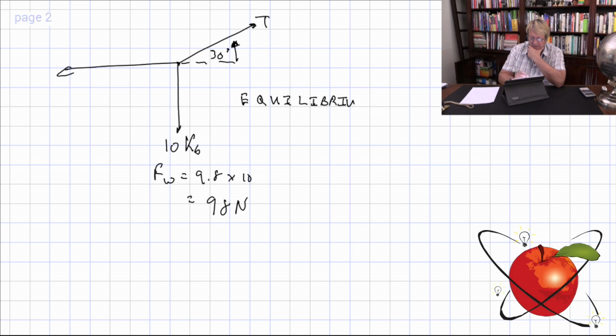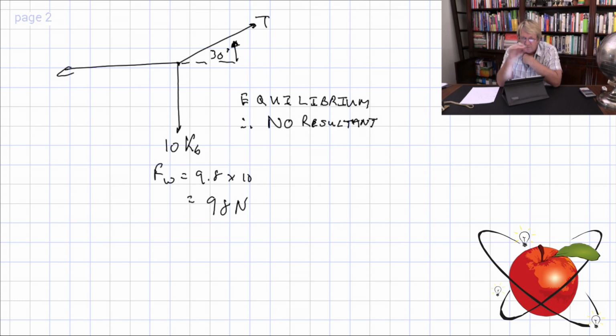equilibrium. Next question. There's now not going to be a resultant, is there? Because it's not moving. So we say, therefore, no resultant. There can't be equilibrium. I'm not moving anywhere. I'm not going up or down. I'm not going left or right. Okay?